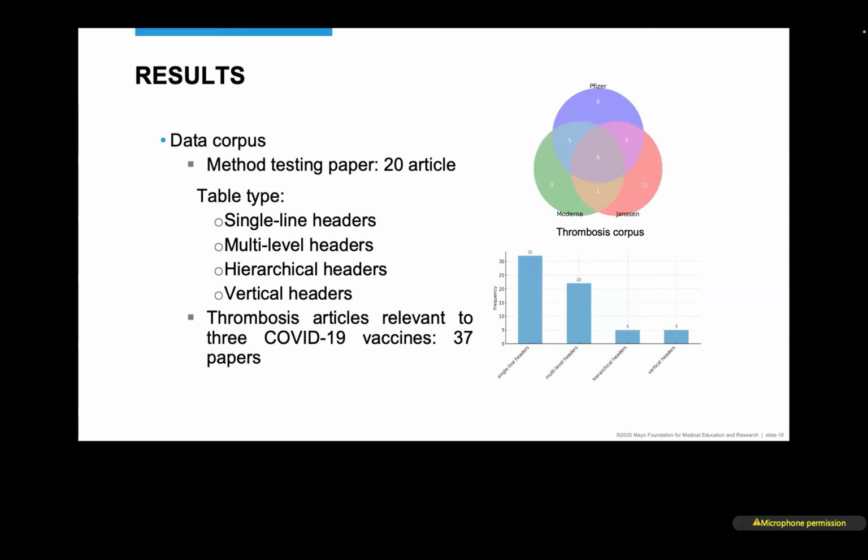In our experiment, we prepared two data corpora. The first is 20 papers, and we use it to test our method. Those papers covered 4 types of tables: the single line headers, multi-level headers, hierarchical headers, and vertical headers. And the second corpus is 37 thrombosis articles.